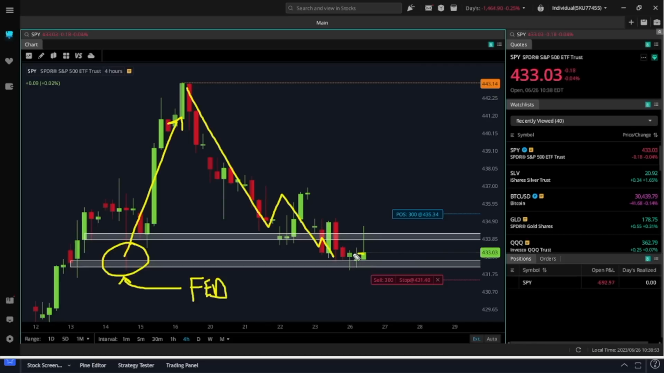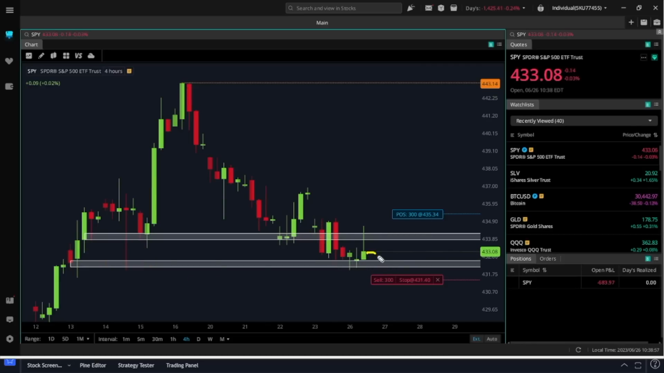However, as long as we don't break this low, I will be staying in my trade. But if we do break out low, and by the time you see this video, I may have already been stopped out, I will take a loss on this one. This is not too much to worry about though.